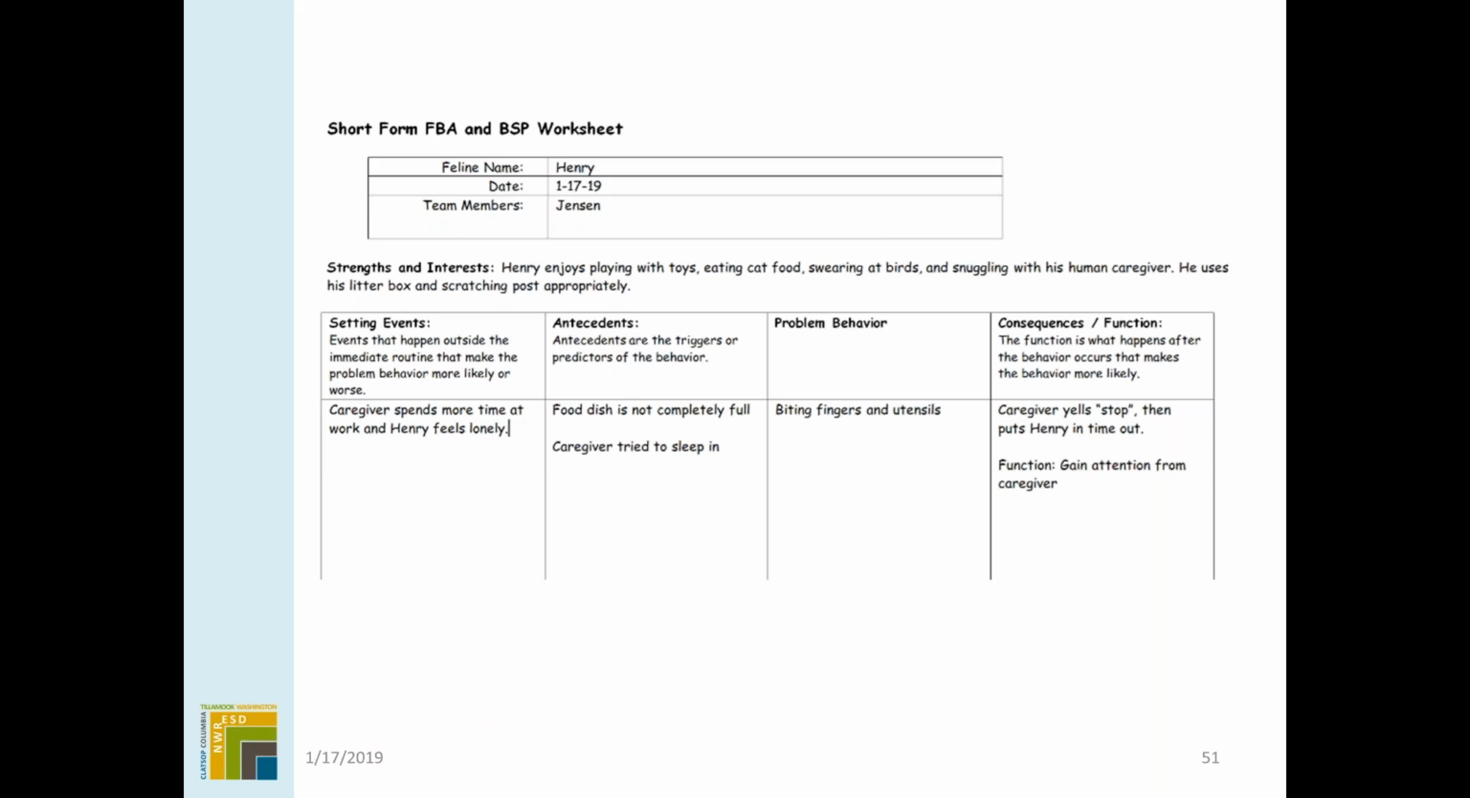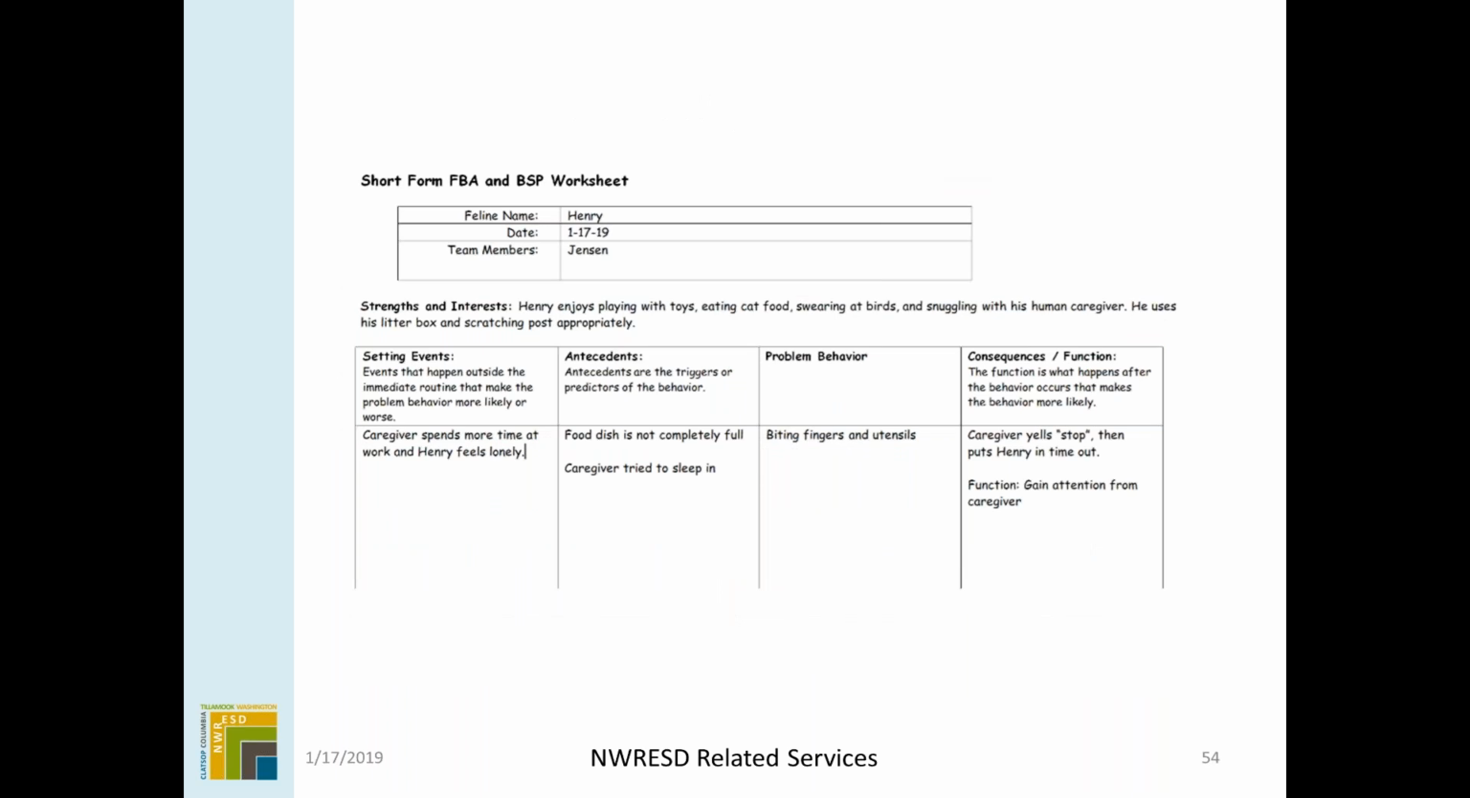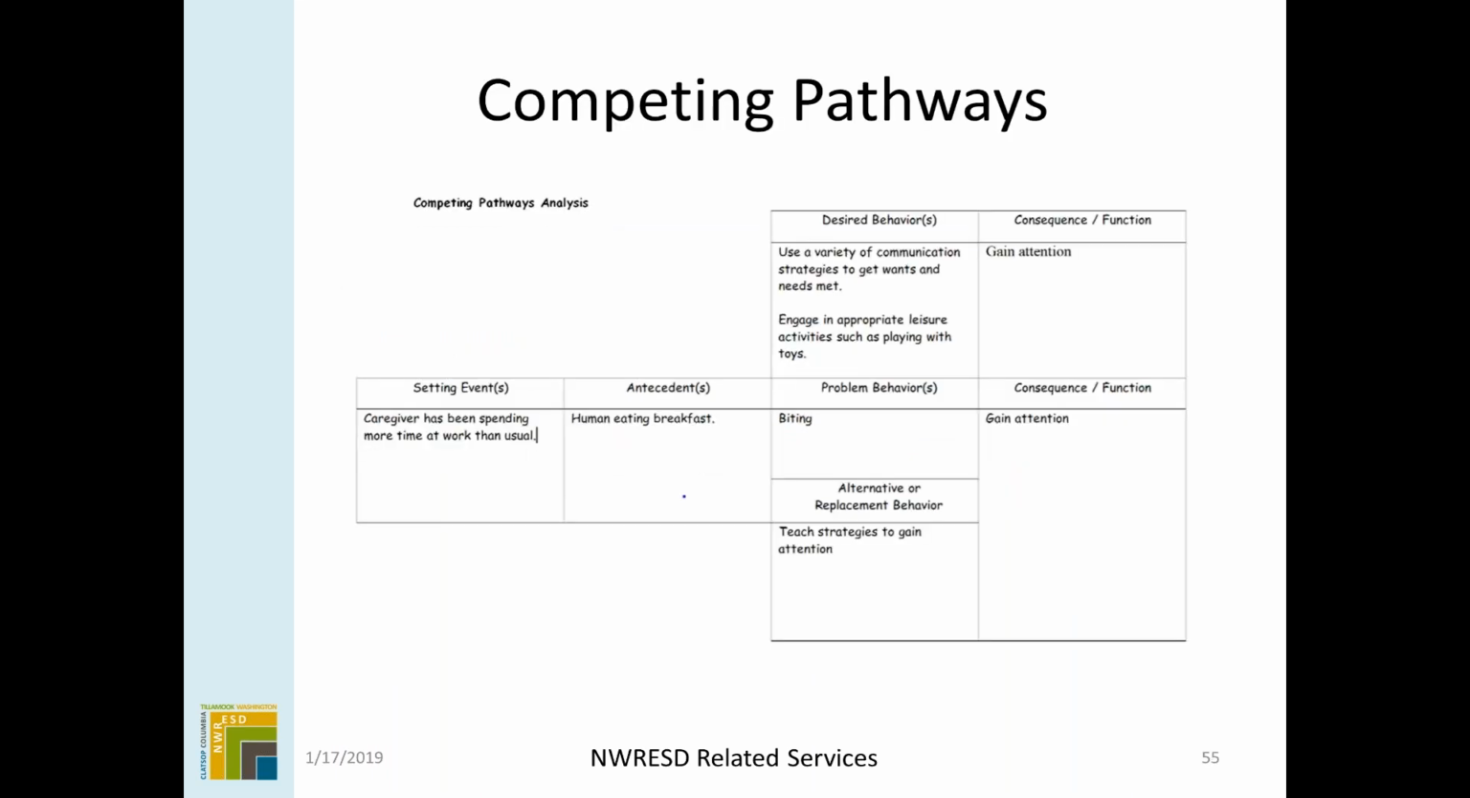And then I think the function is to gain attention. So this is a routines analysis for him, and we are down to just 2 minutes, but you can look at this on your own time and just see kind of how that worked. And then I completed a competing pathways analysis for him, which is simply, what would be a replacement behavior? Just telling him to stop or punishing the behavior is not going to be effective. I need positive strategies. And he's just a cat, but it really does work.